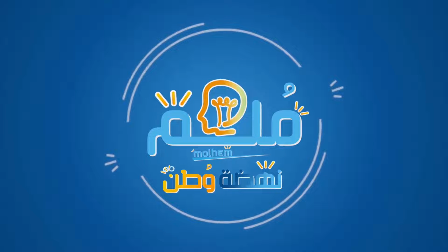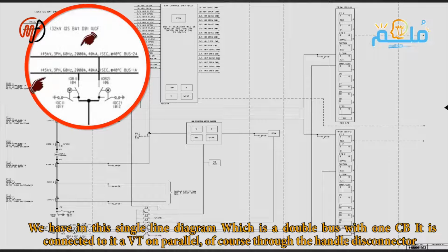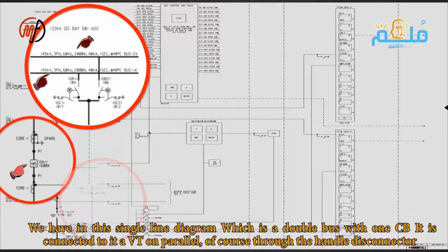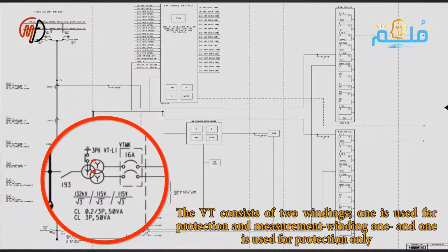In this diagram, a VT connects to the busbar. It has two windings, one for protection and measurement. A 16A MCB protects the VT from load, short circuit, or transient voltages. After the MCB, voltages distribute with winding 1 going to 6 locations. The first MCB links to the PCU for measurement, comparing line and busbar voltages.